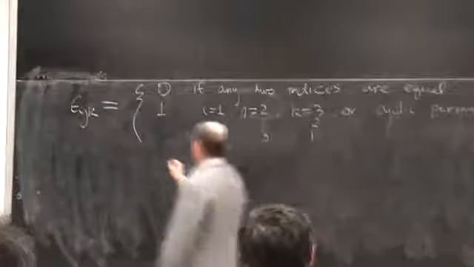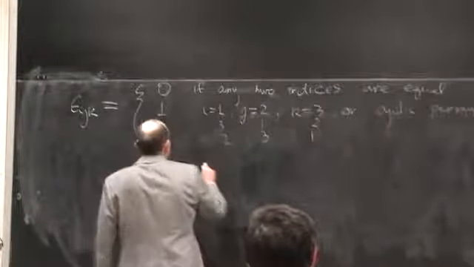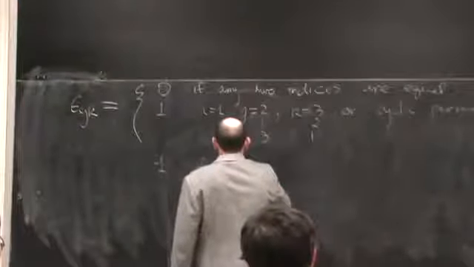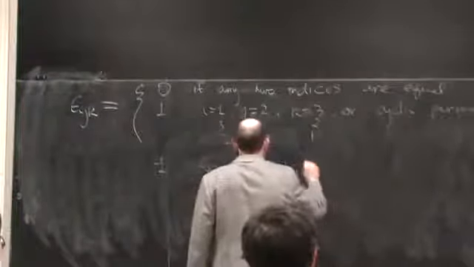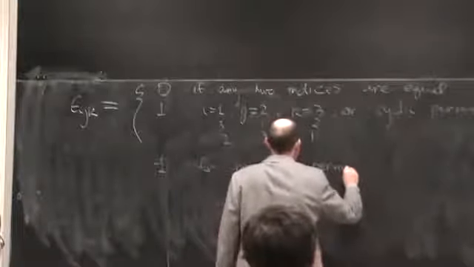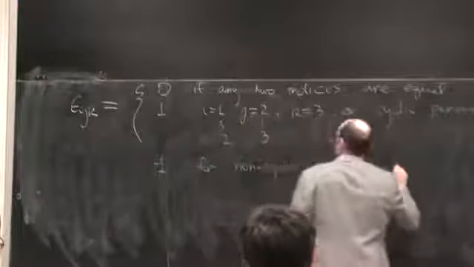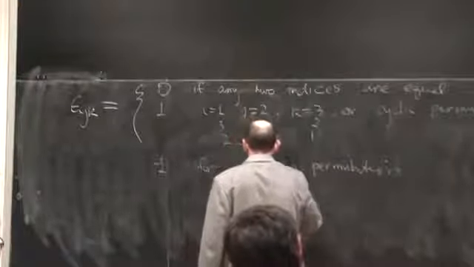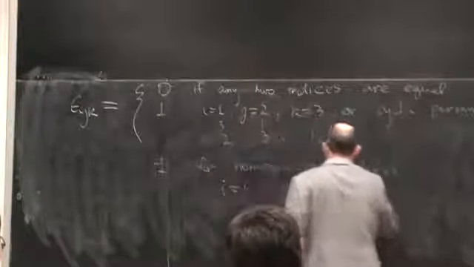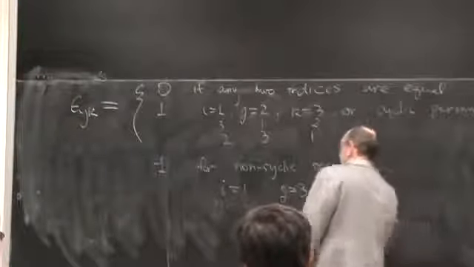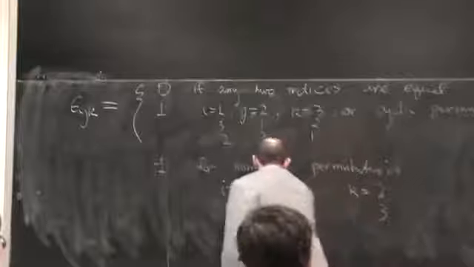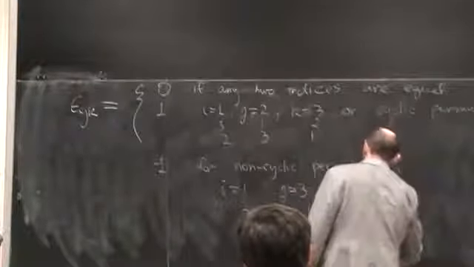And it's equal to minus 1 for a non-cyclic permutation, e.g., i equals 1, j equals 3, k equals 2, or 2, 1, 3, or 3, 2, 1.